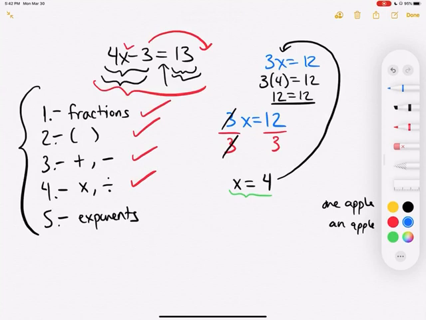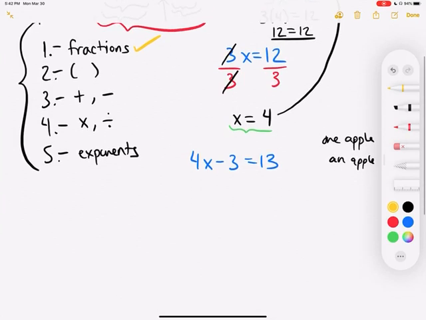Another example that I'm going to show you right now is going to have some more terms available in here. So 4x minus 3 equals 13, and we're going to try to solve for x on this equation. We have to follow the same steps that we have over here on the left. So the first thing that we have to get rid of is going to be fractions, which we don't have any fractions in my new equation. I don't have any parentheses, right? So I don't have to get rid of any parentheses.